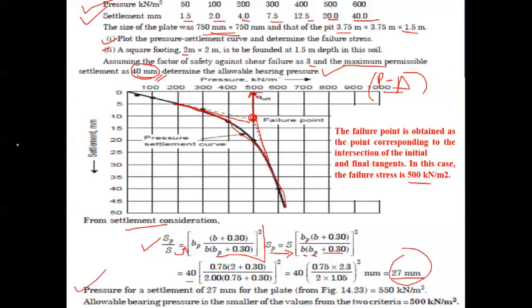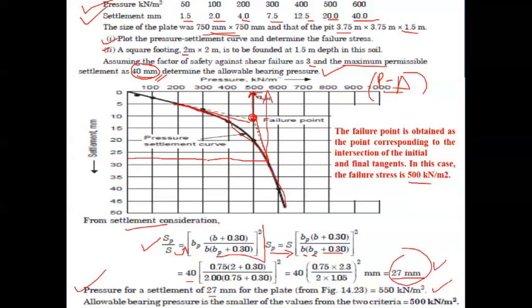Now if you are locating the 27, somewhere here between 25 and 30, the value is going to be approximately 550 kilonewton per meter square. You can work this out on your normal graph paper, and you can observe the value there. So 550 kilonewton per meter square is the pressure corresponding to the settlement of 27. How we obtain that, you know now.